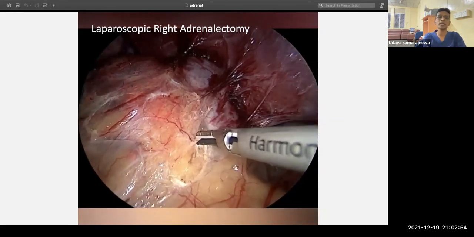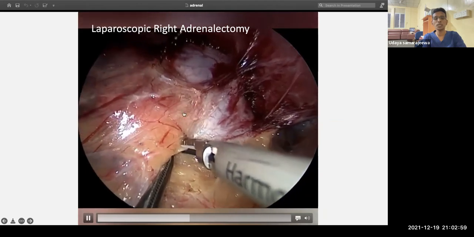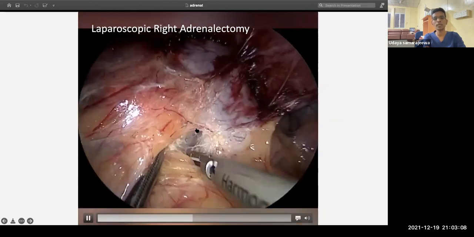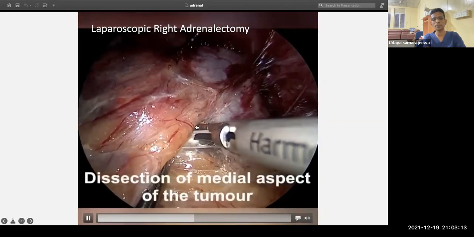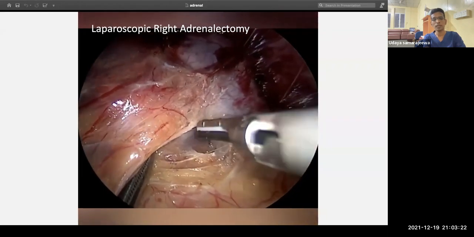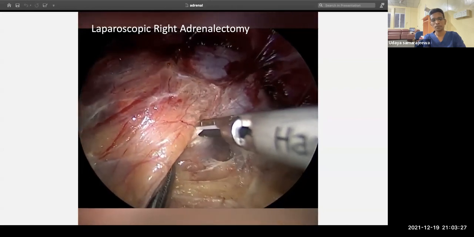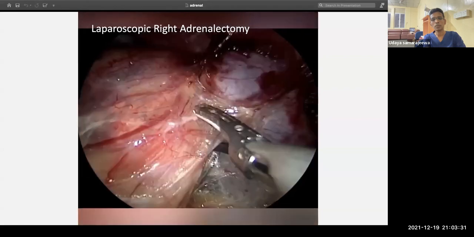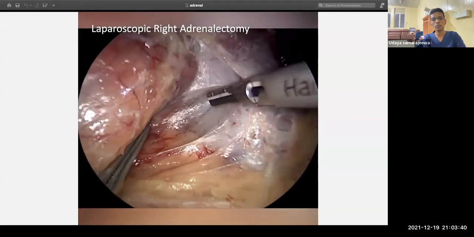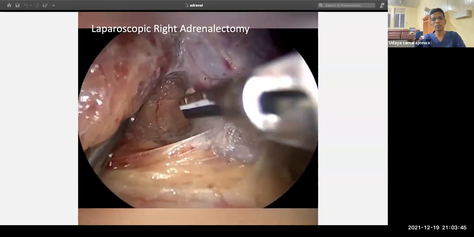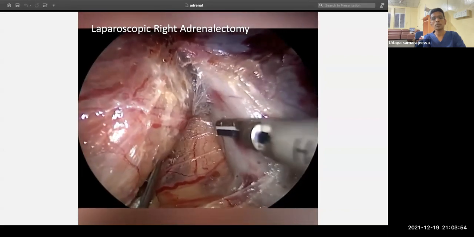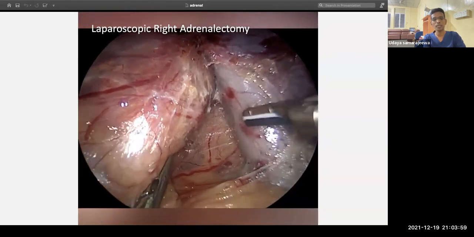So now actually what we are doing is dissecting the medial side of the lesion, because you know you think the vein will be there and you need to dissect carefully and separate the lesion from the IVC. See, we are taking smaller bites. Applying traction and then sweeping movements, you can just separate those fibers. You stay in the correct plane, you will be safe, and also it will be easier for the dissection.